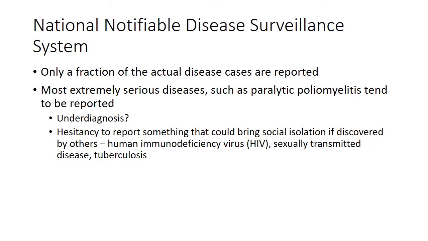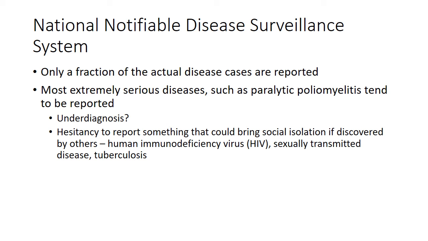So unfortunately, what you find is only a fraction of these disease cases actually end up getting reported. Generally, it could be related to things like underdiagnosis. In a lot of cases, you may find that really only the most extremely serious cases or diseases, things that are very rare or things that can become very severe or lead to death, tend to get more reported. So for instance, if you had a paralytic poliomyelitis case, that probably is going to get reported because you don't really see that every single day.